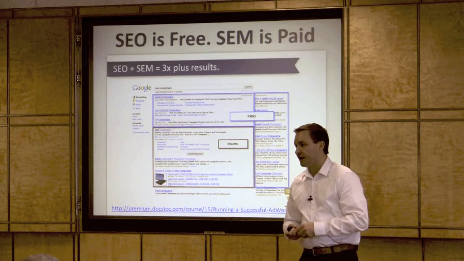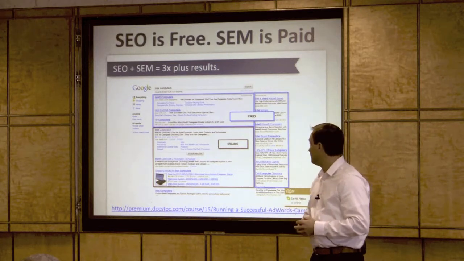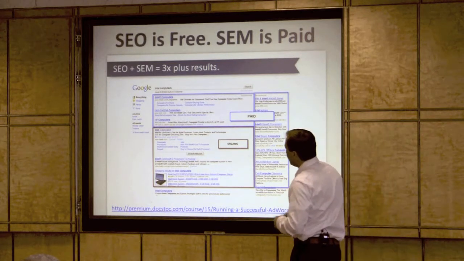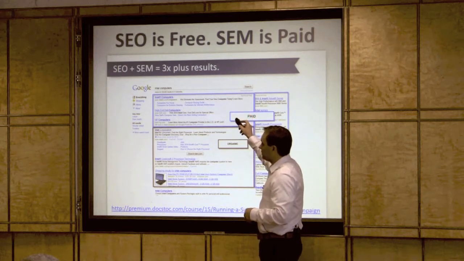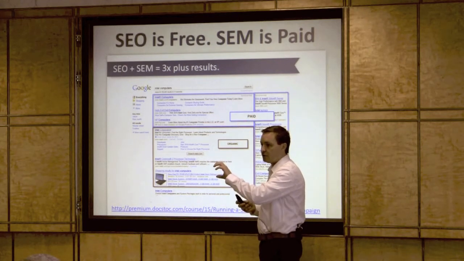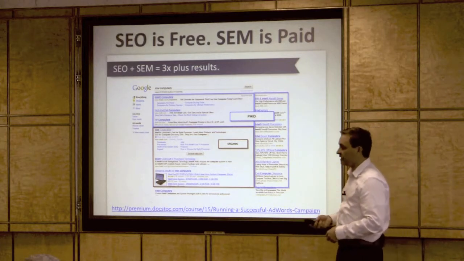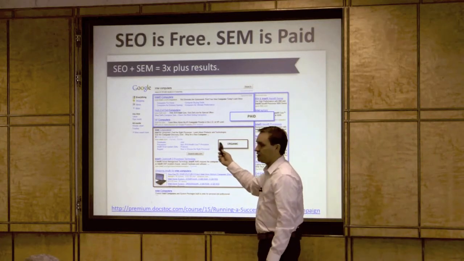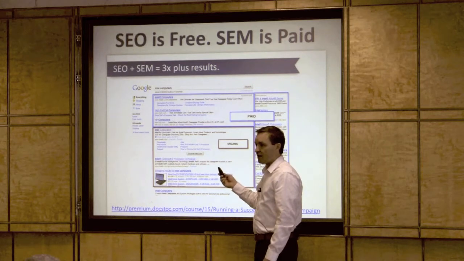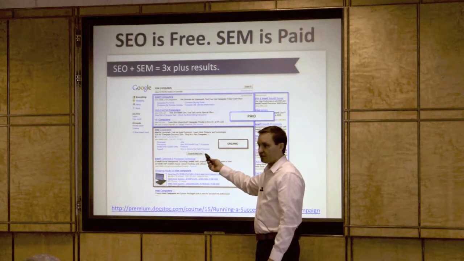SEO is free, SEM is paid. The way I always like to explain it is paid ads are these top three. They usually say sponsored by Google, and they're the ones that run on the side. Organic means SEO, means Google thinks you're the credible expert for a keyword or a topic, and then they put you here in the first three.